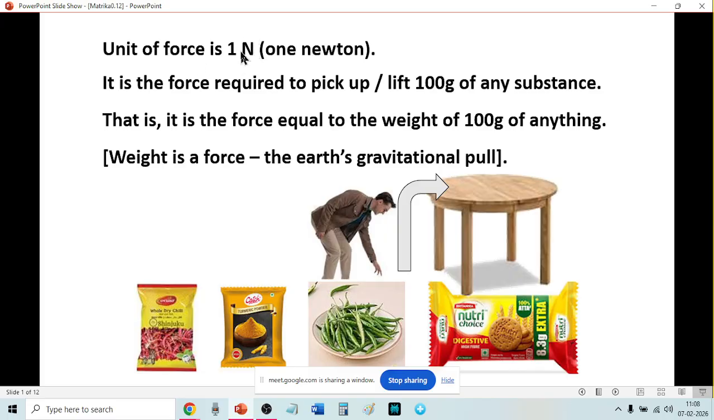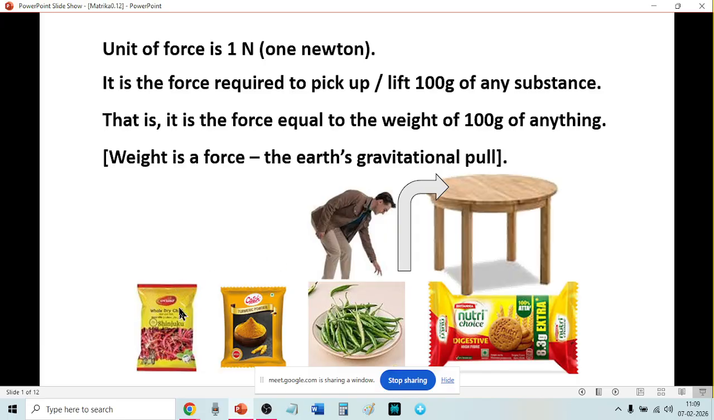So, how much is 1 Newton? It is the force required to pick up or lift 100 grams of any substance. If you have 100 grams of anything, haldi powder or some spices, or 100 grams of green chilies, a 100-gram packet of biscuits, you have to pick it up and put it on the table. The force needed to pick up this 100-gram thing would be 1 Newton.